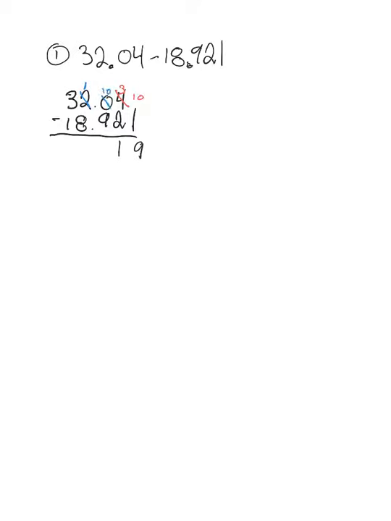So what is 10 minus 9? 1. Always remember your decimal point. That doesn't go away in subtraction. It has to be there. 1 minus 8, uh-oh. Let's borrow. 2, now this 1 turns into an 11. So 11 minus 8 is actually 3, and 2 minus 1 would be 1. So the answer to 32.04 minus 18.921 will equal 13.119.